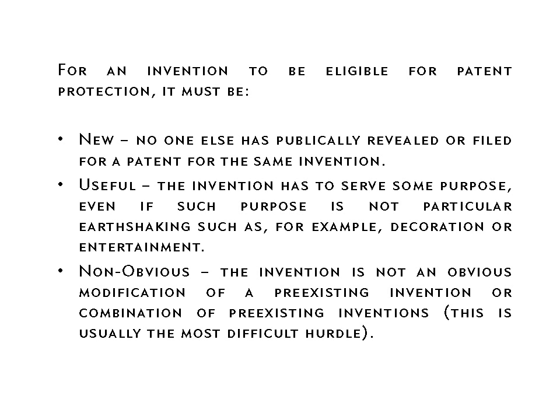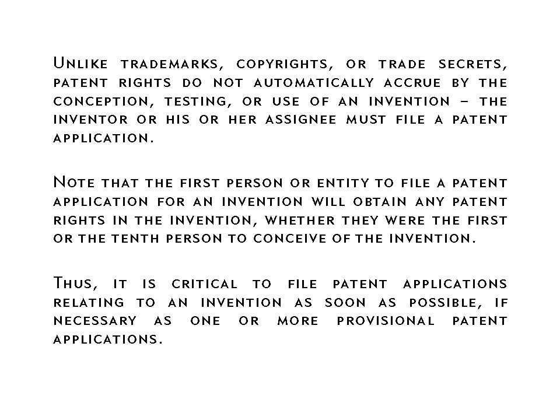For example, to be eligible for patent protection, an invention must be new, that is to say, no one else has publicly revealed or filed for a patent for the same invention. Useful, the invention has to serve some purpose, even if such purpose is not particularly earth-shaking, such as, for example, decoration or entertainment, and it has to be non-obvious. The invention cannot be an obvious modification of a pre-existing invention or a combination of pre-existing inventions. This can be usually the most difficult hurdle.